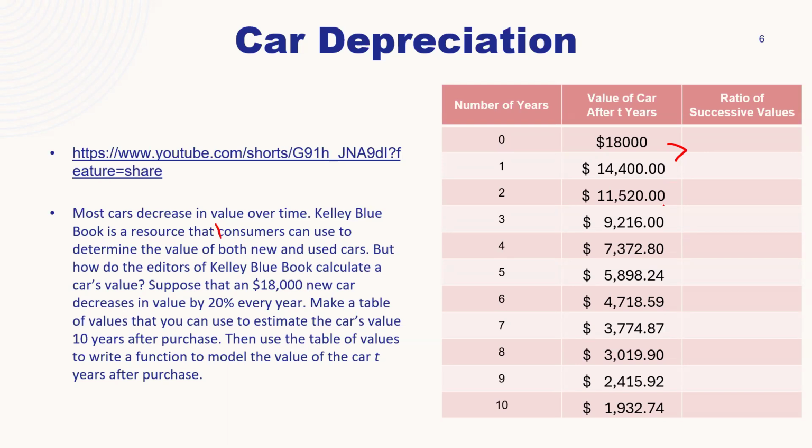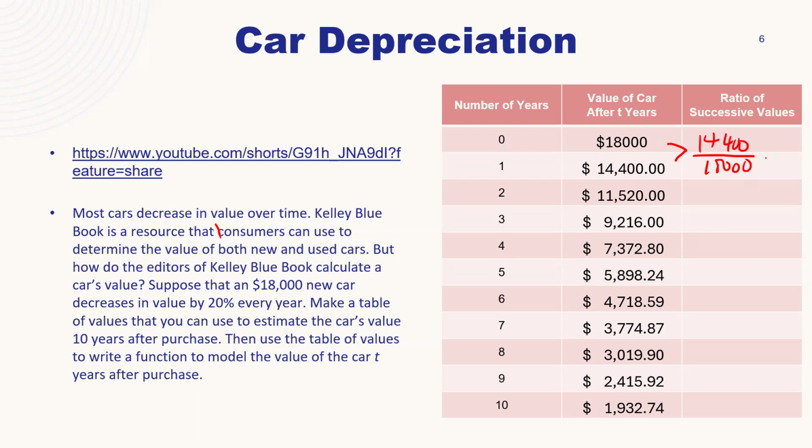A ratio is another word for what? Like a fraction? Fraction. We're going to create a fraction. And so we're looking for successive values, which means one after the other. That's what we're referring to. So our first value is going to be 14,400 divided by 18,000. Did I make a fraction? And ratio is just another way of saying create a fraction. Okay, and we're going to calculate that value.